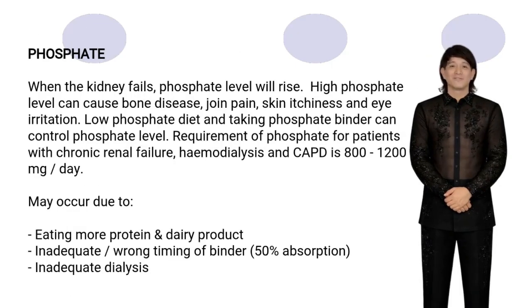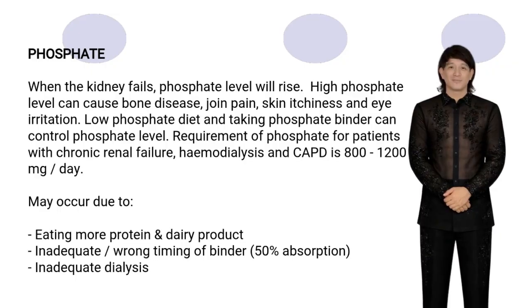When kidneys fail, phosphate levels rise, leading to bone disease, joint pain, skin itchiness, and eye irritation. Control is achieved through a low phosphate diet and phosphate binders. Patients with chronic renal failure, hemodialysis, and continuous ambulatory peritoneal dialysis require 800 to 1200 milligrams per day. High levels may result from excess protein, dairy intake, or inadequate dialysis.